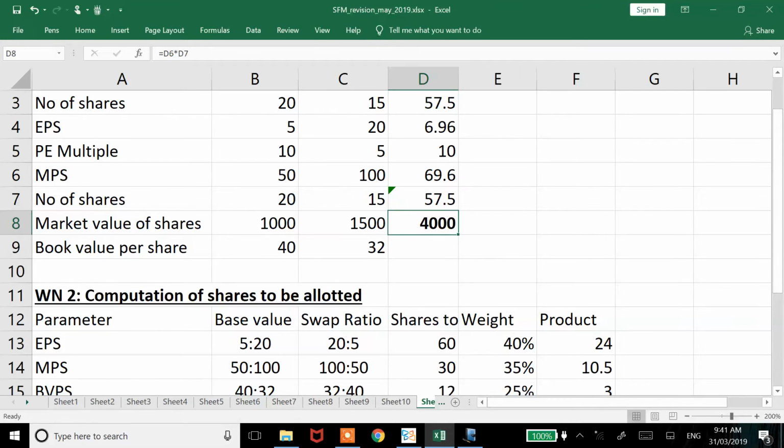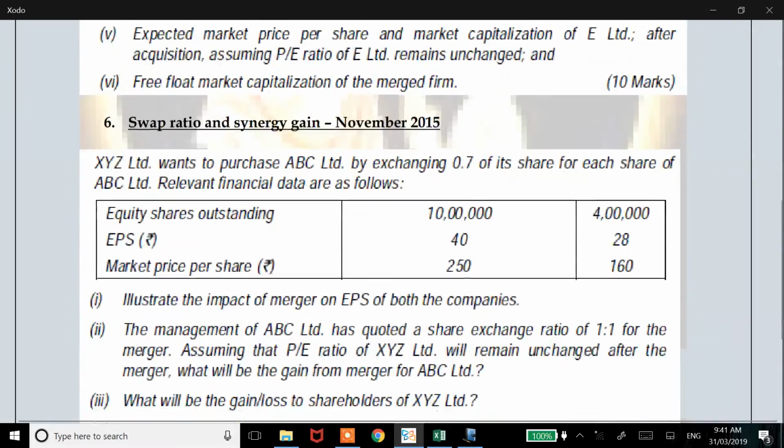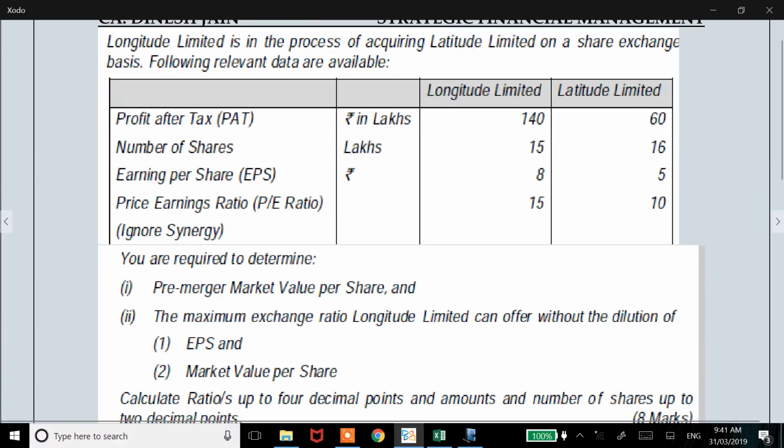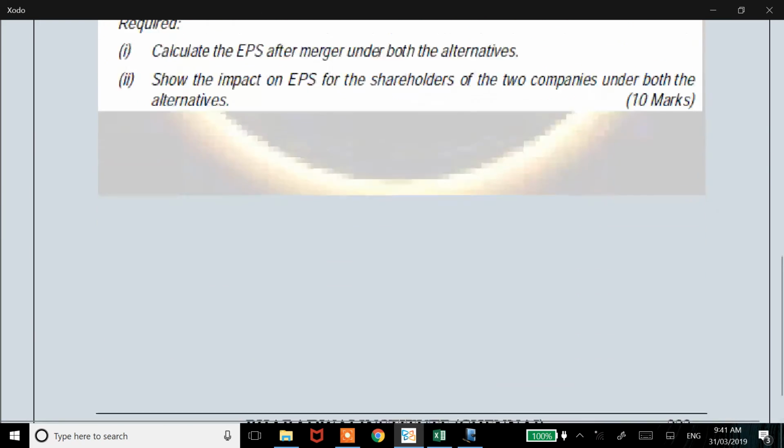Any doubts in this? Clear? Six is something you can manage. 7 should also be possible. 7, 8 is fine.